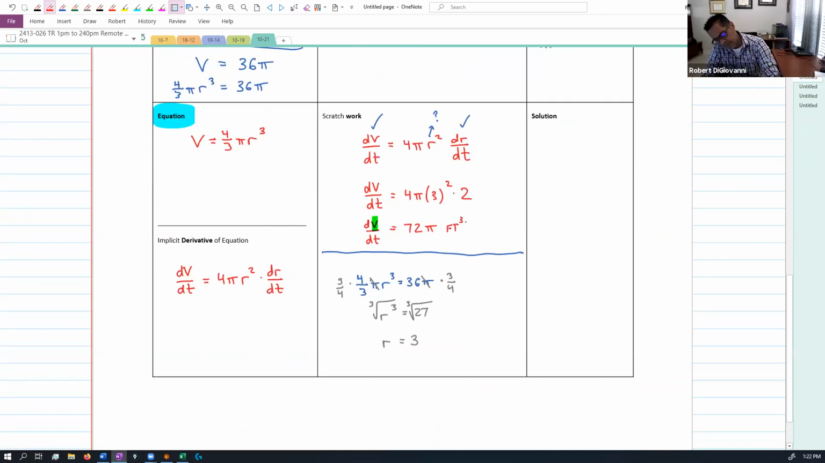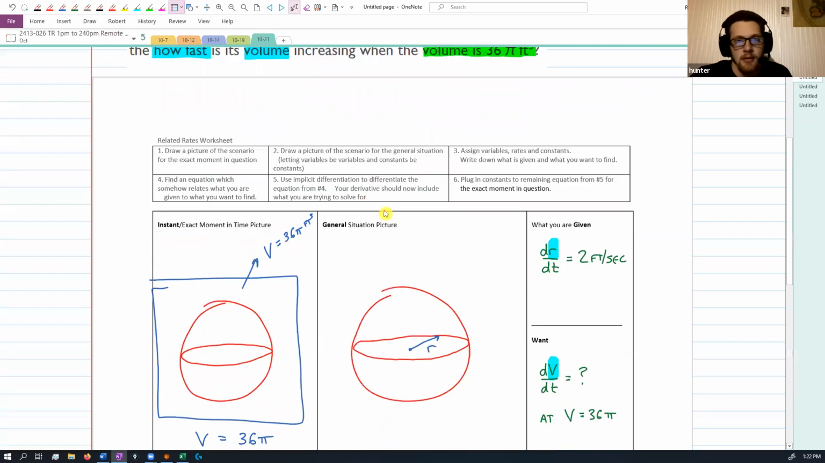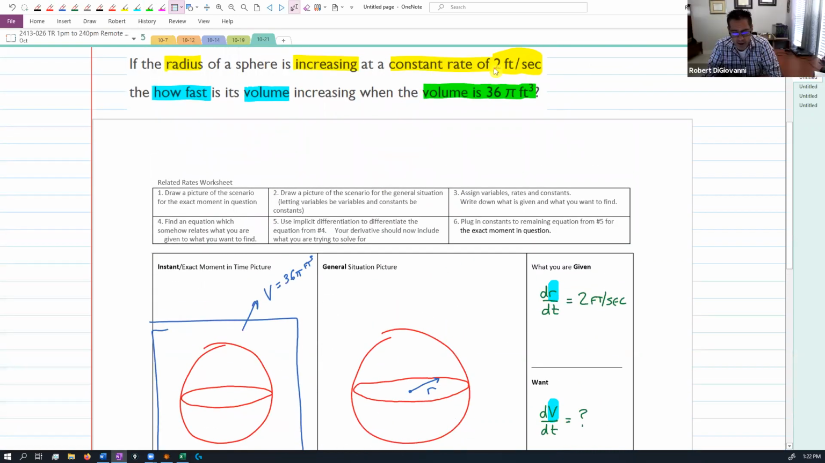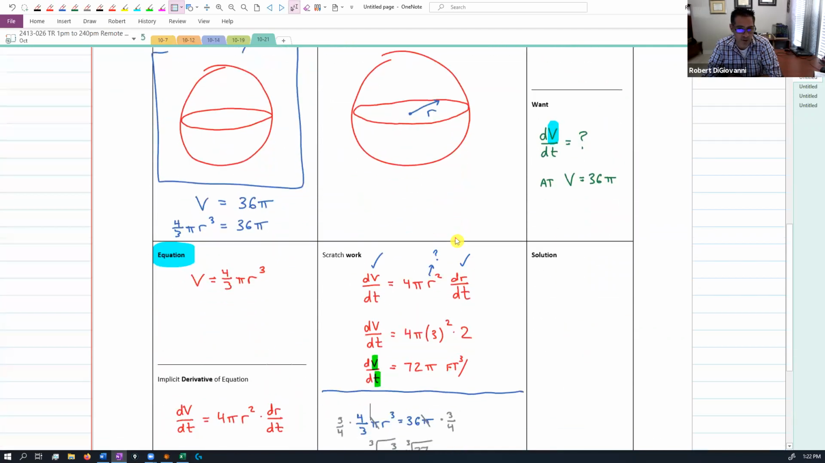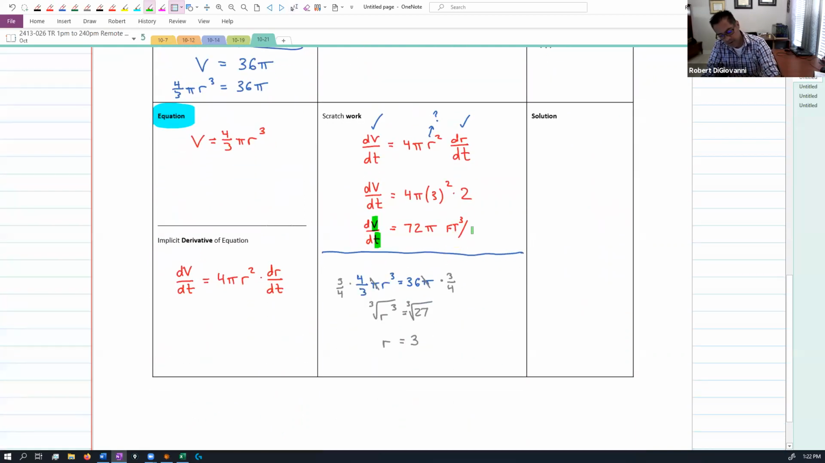Cubic feet per, now I look at time, T, and time was measured here in seconds, right? 2 feet per second. If this were 2 feet per minute, my units would be minutes. So here, this is going to be seconds. There we go. That's my answer.